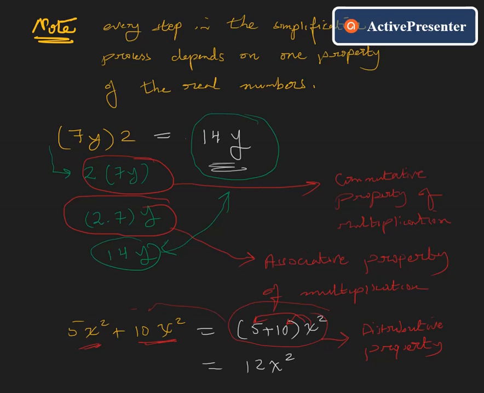And again, we are not going to mention each and every property. However, you have to know which property you are using. When you simplify, when you are doing math, take into consideration that every step in the simplification process depends on one property of the real numbers. So you have to know the properties of real numbers in order to simplify in the future.